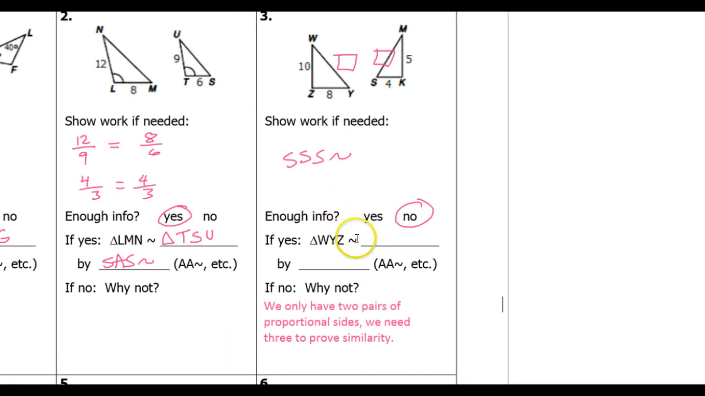All right, be careful to leave these 2 positions blank. Some students will say, no, we don't have enough information, but then they'll still try to say triangle WYZ is similar to triangle MSK. That doesn't make any sense. If they're not similar, don't make a similarity statement or you will lose points.